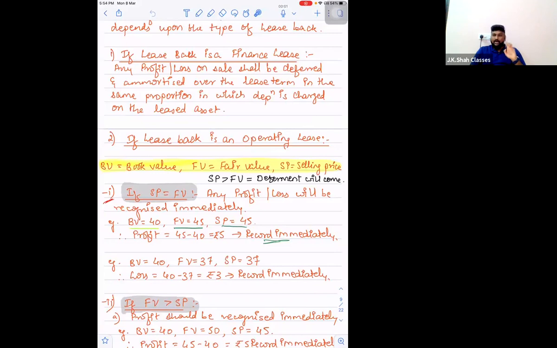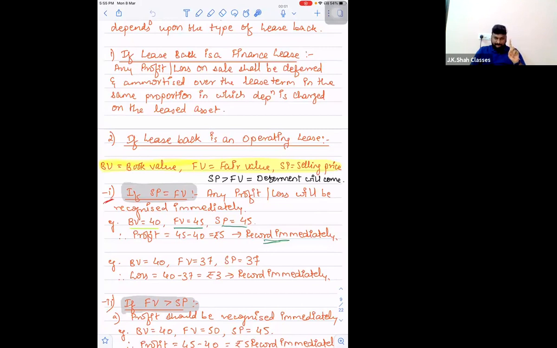Always remember, when you are getting something more than the fair value, the difference of selling price and fair value will always be a profit. And this is not a normal profit. So this profit should be amortized, deferred over the lease term. And here, not in proportion of depreciation, because it's an operating lease. And in operating lease, you don't charge depreciation on the asset. So here we just have to write it off over the lease term.